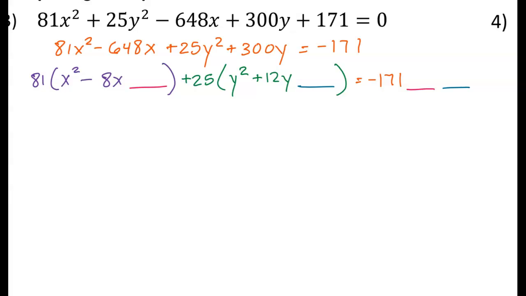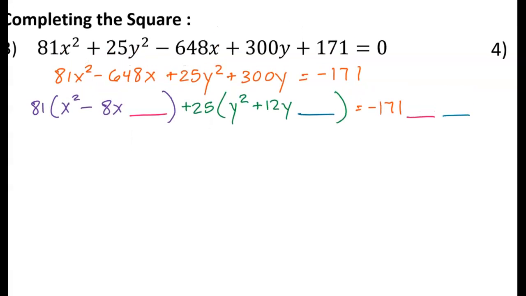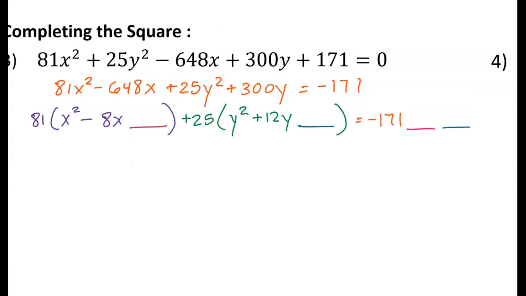Okay, so now how do I find the value I'm adding into the x quadratic? What do I do? Yes, you take your b over 2 squared term and add it in. Our b in this case is negative 8, divided by 2 gives us negative 4, and then we square it and we get 16.